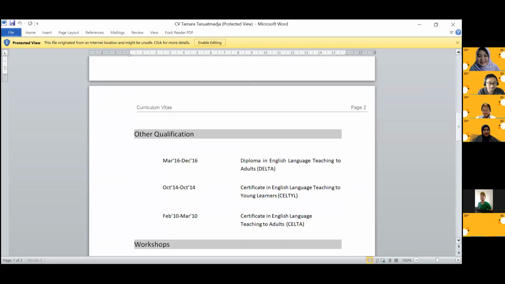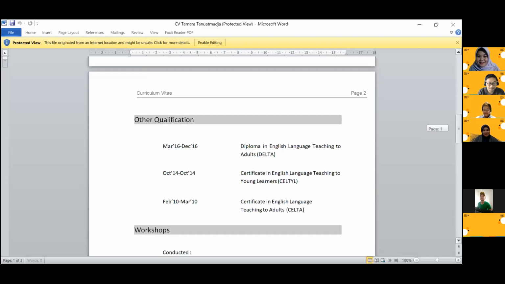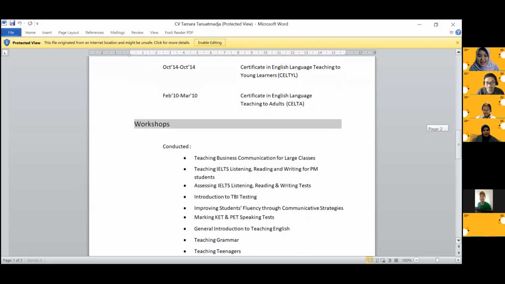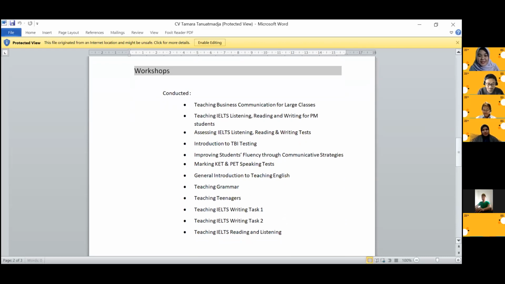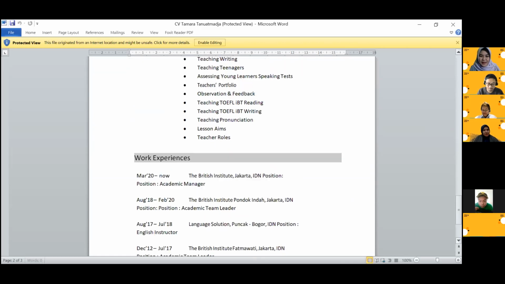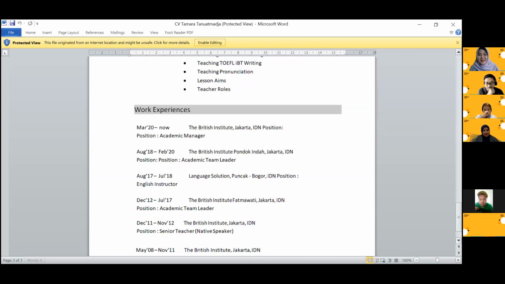Miss Tamara is also certified in CELTA, CELTYL, and DELTA. Actually, it's very hard to achieve these certifications. She has also conducted workshops and trainings related to English for adults, mainly Business English or IELTS. She is now an academic manager at TBI, and she has been teaching for a couple of years at TBI. So without further ado, I will call Ms. Tamara to introduce yourself and deliver your experience on this topic, as well as introduce TBI to all of us. The floor is yours.